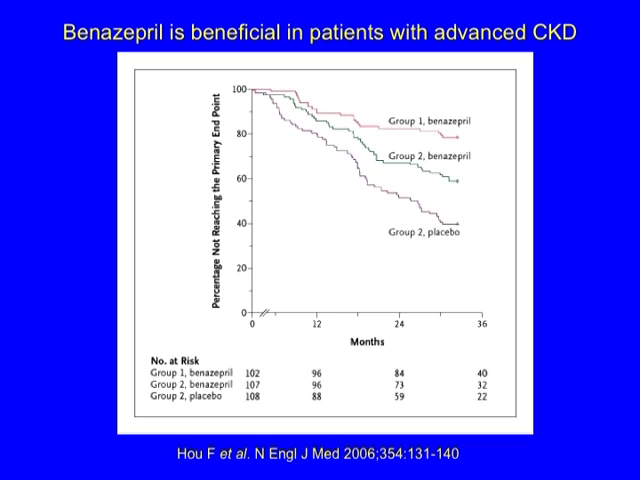So they randomized the patients in group 2 to either benazepril or placebo. And you can see that even with the patients with chronic kidney disease that was more advanced, the patients who were placed on benazepril were less likely to reach the primary endpoint, which I believe was doubling of the serum creatinine, or reaching the endpoint of dialysis. So in patients with proteinuric kidney disease, even more advanced chronic kidney disease, perhaps one should try to maintain those patients on blockade of the renin-angiotensin system.